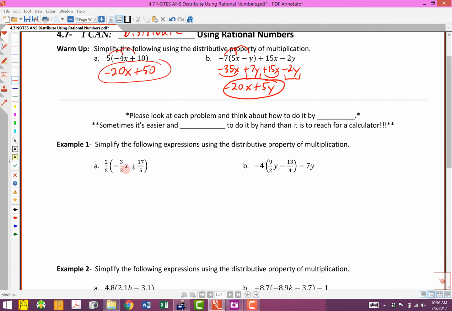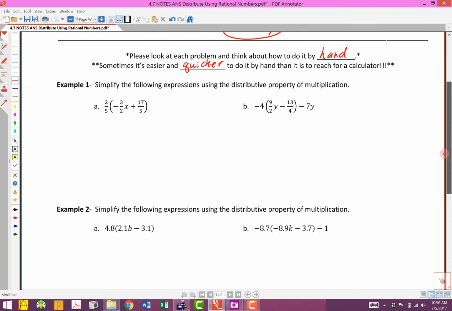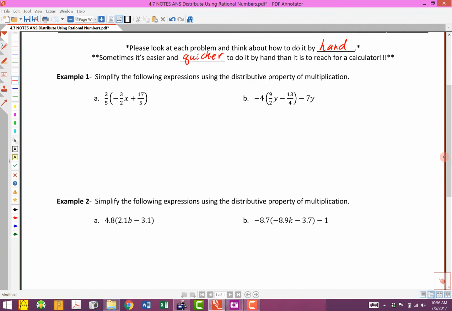What I'd like you to do as we do these problems is please make sure you take a look at each one of these and figure out how to do it by hand. There are a lot of times where it's going to be easier and quicker if we just go through and do it by hand rather than reaching for a calculator on everything. But as we talked about before, it's always a good idea to double check, especially if you've got the time and it's a test or a quiz or something like that. So it's a good idea to keep our skills sharp here.